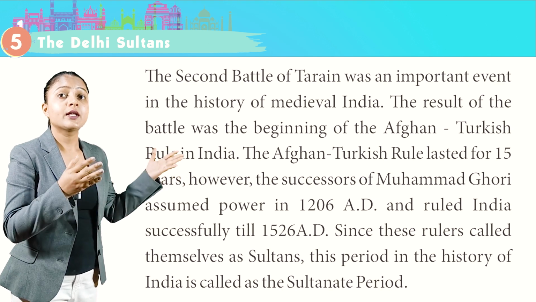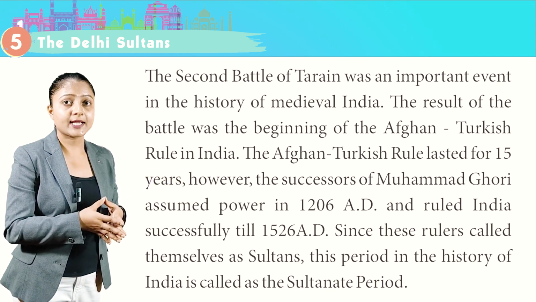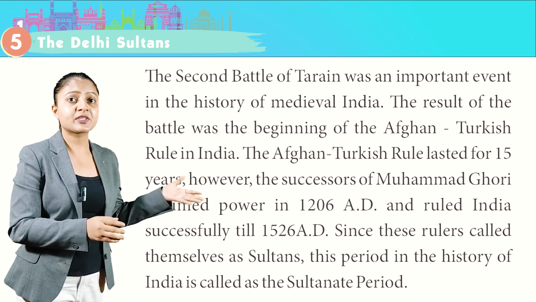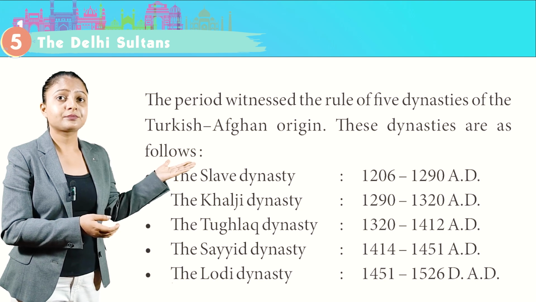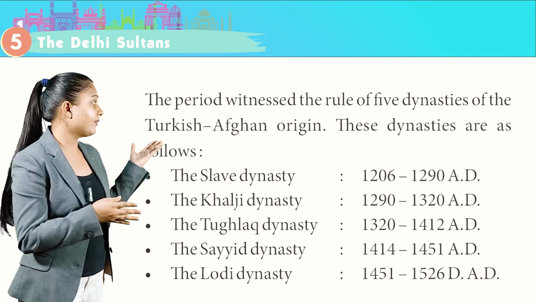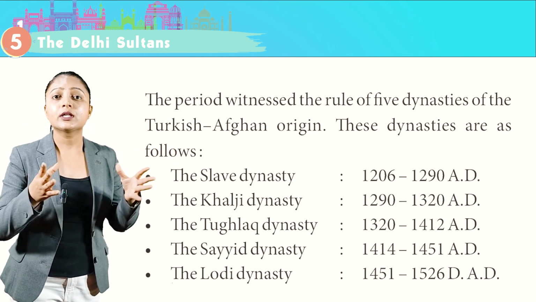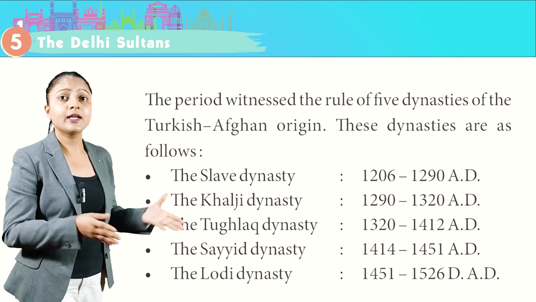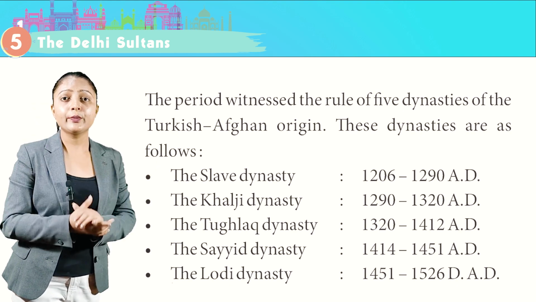The Afghan Turkish rule lasted for 15 years. However, the successor of Muhammad Ghori assumed power in 1206 AD and ruled India successfully till 1526 AD. Since these rulers called themselves sultans, this period in the history of India is called the Sultanate period. The period witnessed the rule of 5 dynasties of Turkish Afghan origin. These dynasties are as follows: the Slave dynasty 1206 AD to 1290 AD, the Khalji dynasty 1290 AD to 1320 AD, the Tughlaq dynasty 1320 AD to 1412 AD, the Sayyid dynasty 1414 AD to 1451 AD, the Lodi dynasty 1451 AD to 1526 AD.